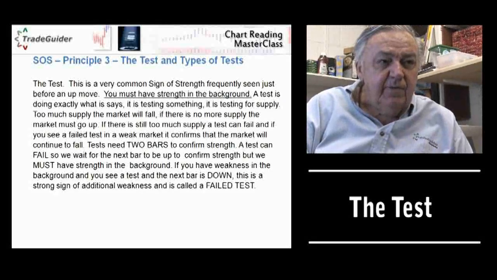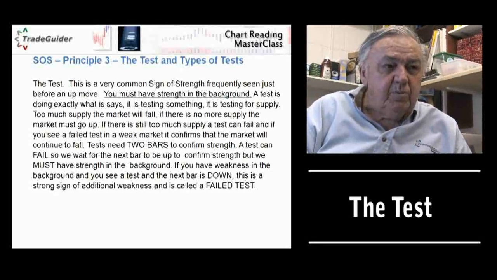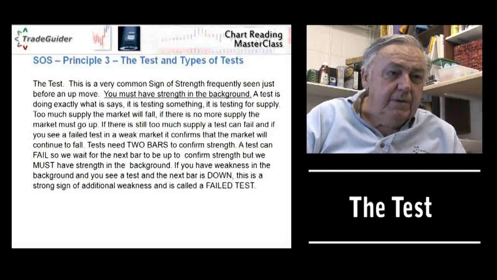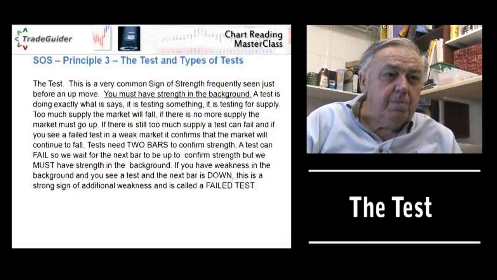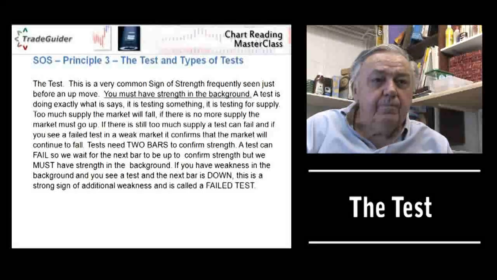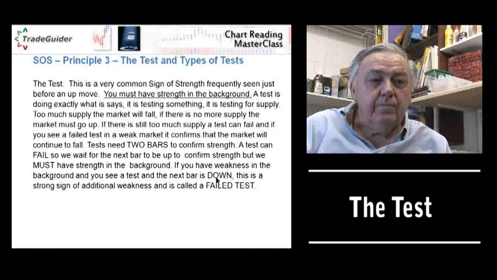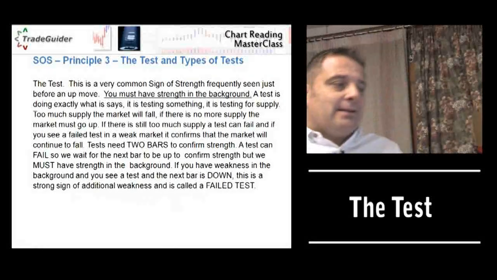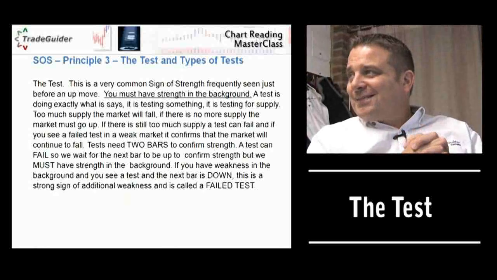Yeah, we've talked about anything high volume and up bars. Especially if they're narrow spreads, especially if they've got signals on them, that's weakness. And I've said here, if you have weakness in the background and you see a test and the next bar is down, this is a strong sign of additional weakness and it's called a failed test, rightfully. This is what everybody's been waiting for, the test.